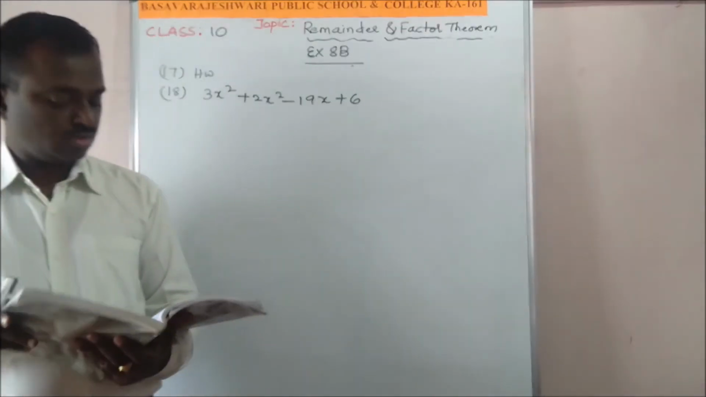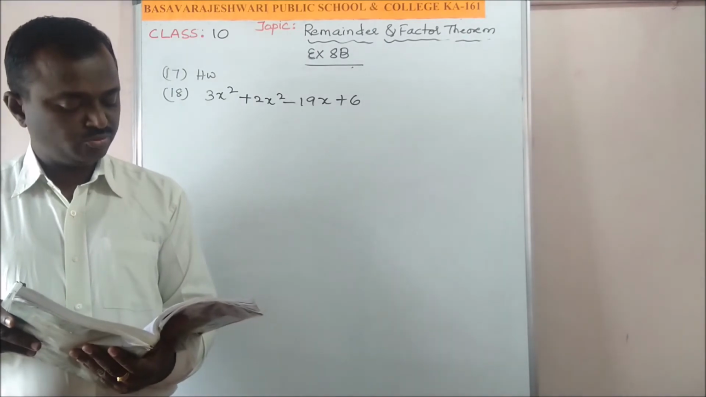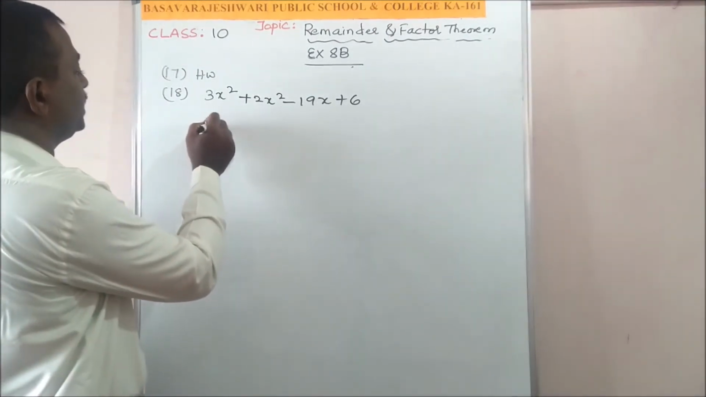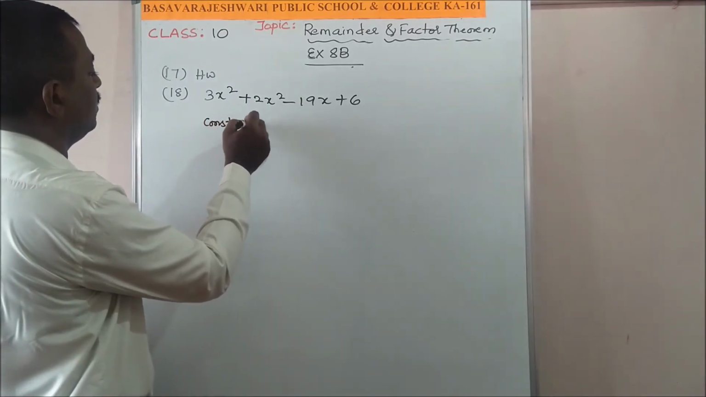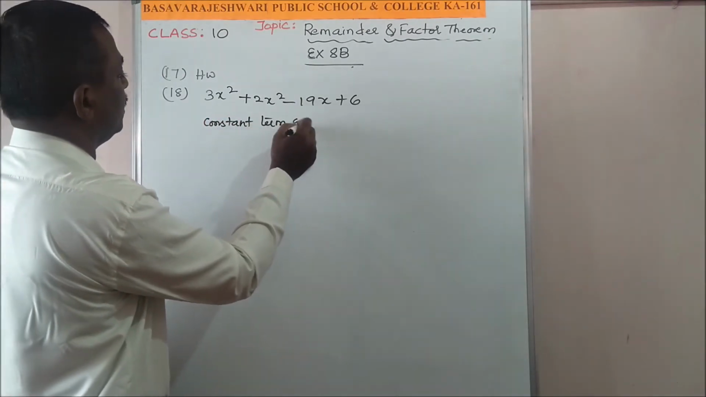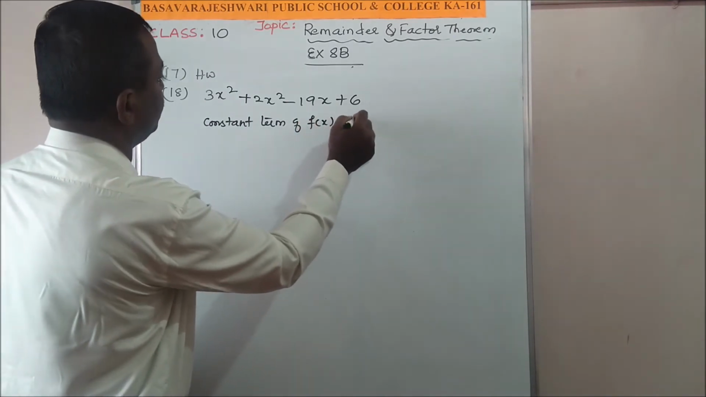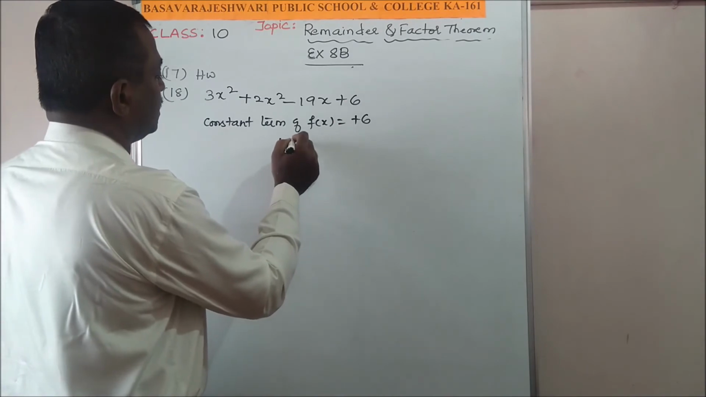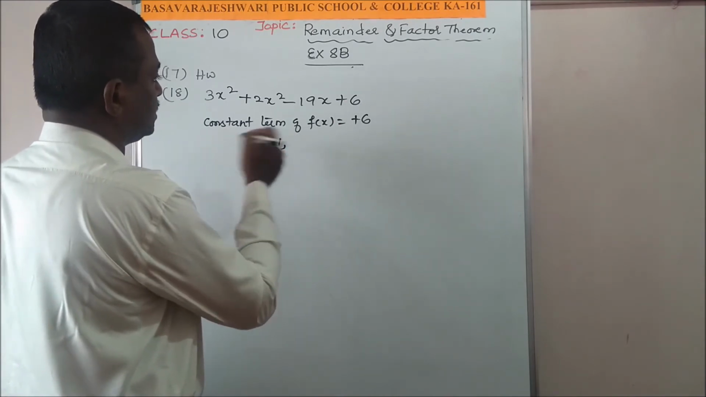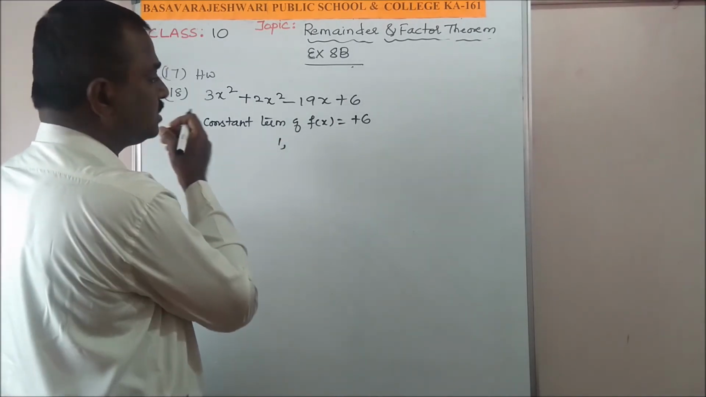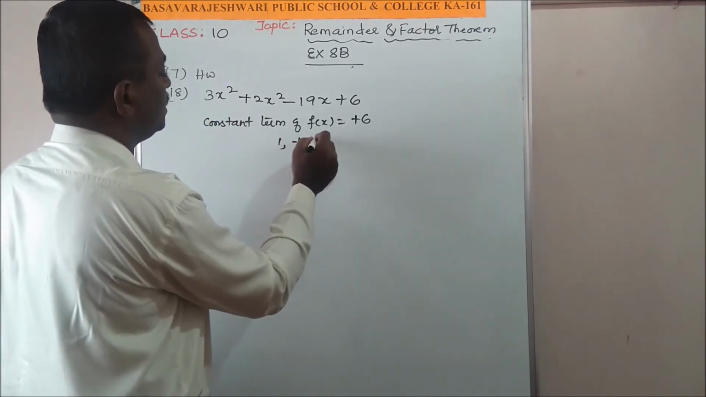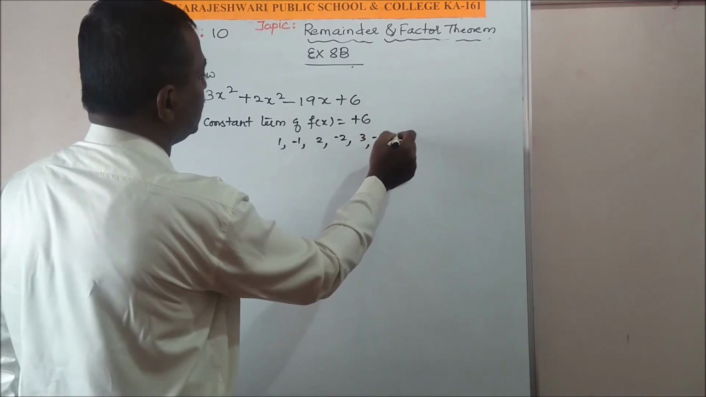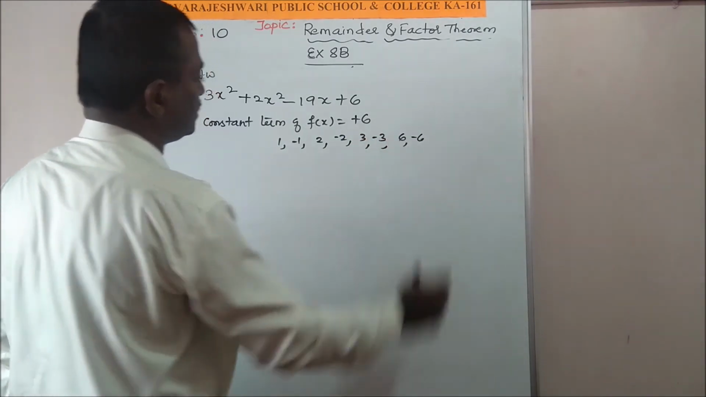Seventeenth I am giving as homework. 18, 3x cube plus 2x square minus 19x plus 6. So constant term of f of x is equal to plus 6. So 1 and 6, just 6. Okay, 1 and 6, just 6. Minus 1, 2, minus 2, 3, minus 3, 6, minus 6.